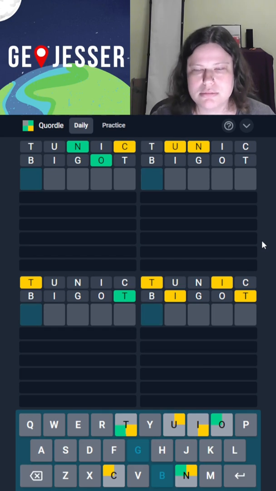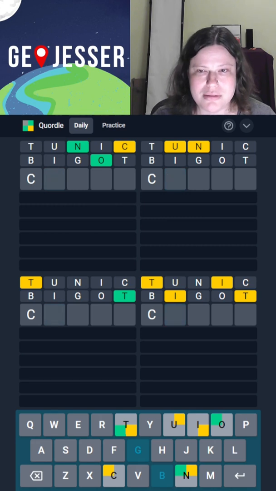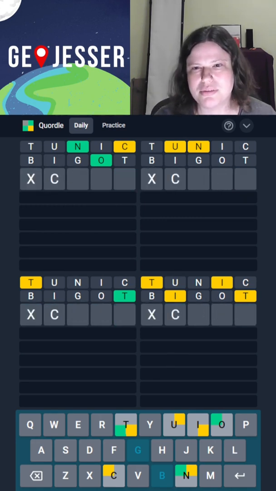Okay, well, we know some things. There's a C in this word at the top left. It's got to go first, right? I don't see how it could go before the N, and we know that the 3rd and 4th spots are taken. Could it be? I don't think so.